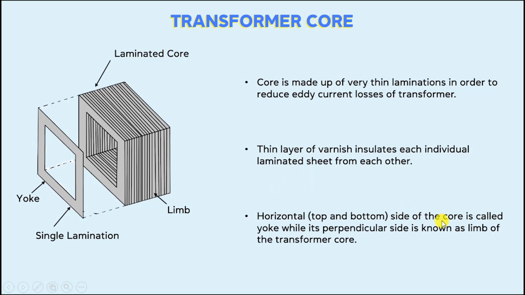The horizontal side of the core is called the yoke, while perpendicular side is known as limb of the transformer core. This is the horizontal side of transformer core, which is called the yoke, while the perpendicular side is called the limb.